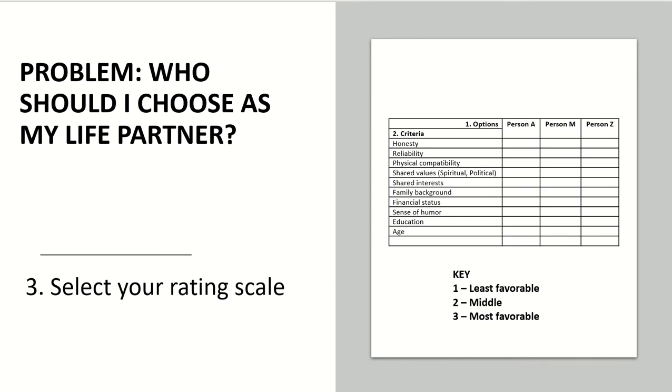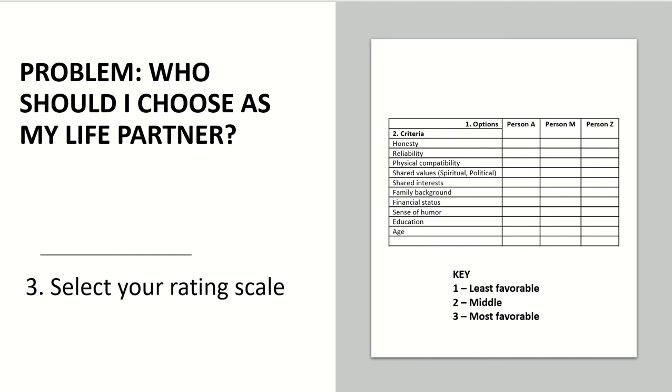Then, choose a rating scale to score each option against the evaluation criteria. In our example, we'll use a scale of 1 to 3, where 1 is the least favorable score and 3 is the most favorable score. For example, if you're reviewing your options for their level of honesty, you would rate the least honest person as a 1 and the most honest as a 3. In the same way, when evaluating shared interests, you would give a 3 to a person with whom you share many interests and a 1 to the individual with whom you have few to no interests in common.